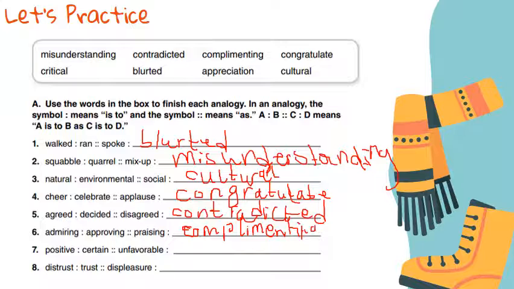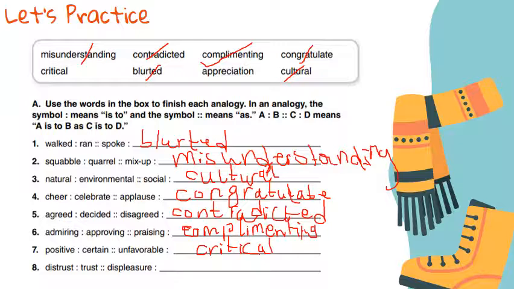Okay, so we have used blurted, misunderstanding, we have used contradicted and complimenting, we have used cultural, and we have used congratulate. We still have critical and appreciation. Let's see. Positive is to certain. When you are positive of something, you're certain, but when you're unfavorable, you do not like it, you see it's wrong, so it is critical.